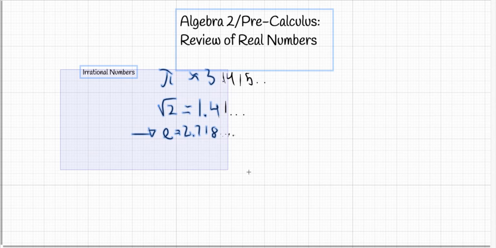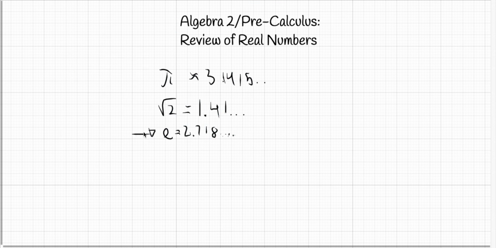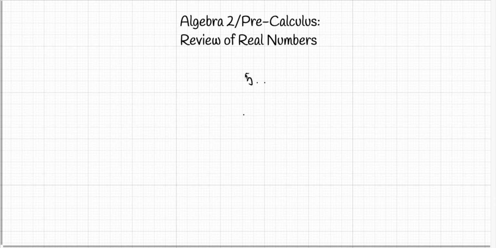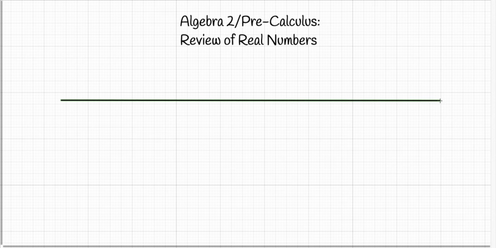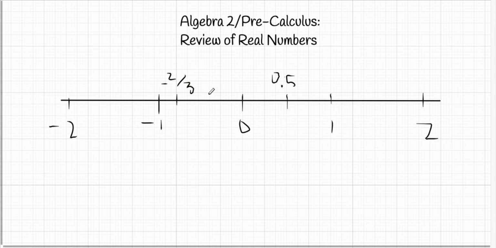Now we can represent numbers like these on something called a number line. If you've taken pre-algebra, you probably know what a number line is. A number line is basically a long line that has all the rational and irrational numbers on it. So we have the number 0, we have the number 1, 2. These are all the whole numbers. We also have the integers, -1 and -2. We have rational numbers like 0.5 and -2/3.